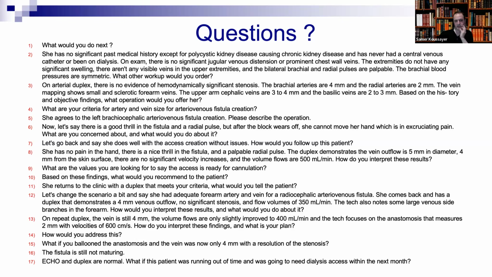Okay, so what if the patient is running out of time and she is going to need dialysis soon? You did everything, still not maturing, and she's running out of time. She needs something quick next month. What do you do? I will do for her a proximal AV fistula. If she has the time, I will do a brachiocephalic. Otherwise, I will do an AV graft.